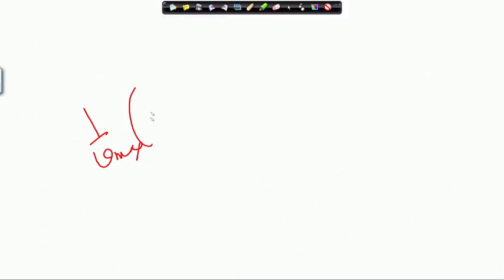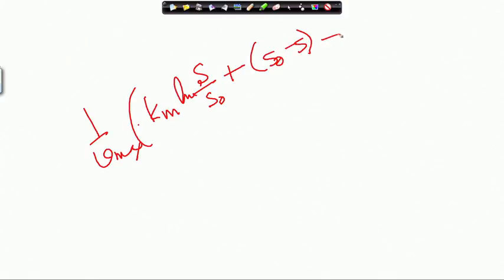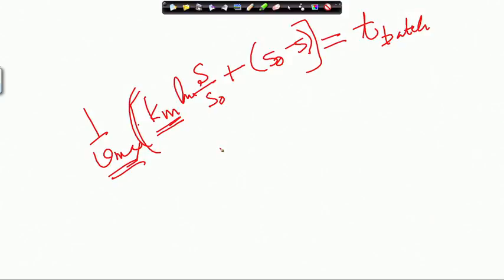1 by V max equal to Km ln S by S0, because this was minus. So, I can always make it reverse, so it is plus, and here it is minus, this is S minus S0. Now, if you plus, then it will be S0 minus S. This will be equal to T, and this is called batch time. So, if you know the value of Km and Vmax, and you know the percentage of substrate consumption, then you can easily find it out.